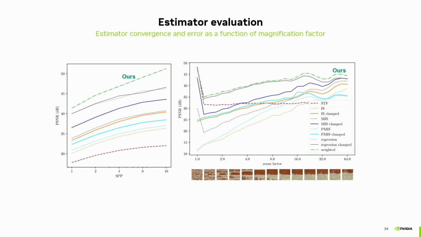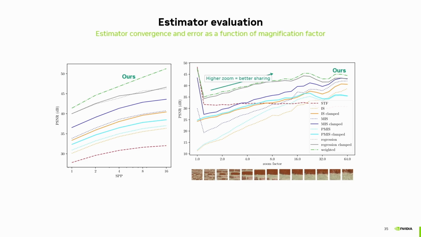Our estimator performs the best. Similarly, on the right, on the plot with the increasing zoom factor and just a single sample per pixel, our estimator performs the best, with the Owens regression estimator being a very close second. There are two interesting things in this plot.